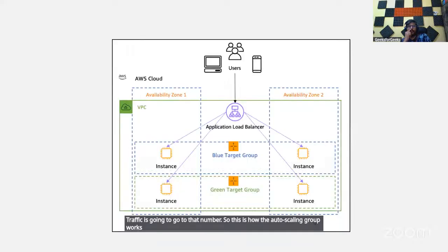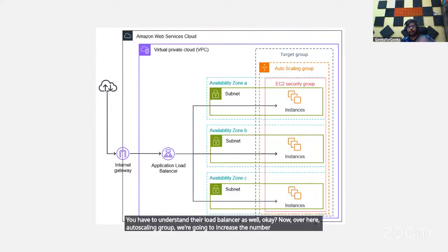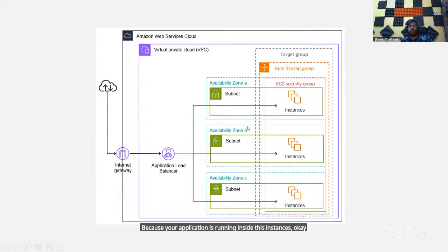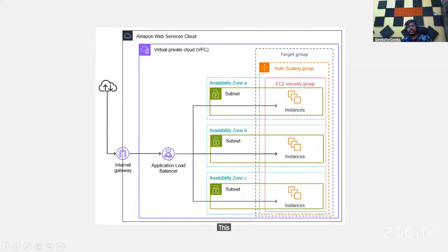Now if you have an auto scaling group, you have to understand the load balancer as well. Okay, now over here, the auto scaling group is going to increase the number of EC2 instances. Over here it is showing one, two, three instances. Now if more traffic comes in, there will be 4, 5, 6, 7 EC2 instances. In that case, because your application is running inside these instances, the traffic should enter those particular instances. How can this be possible? This will be done by the application load balancer.